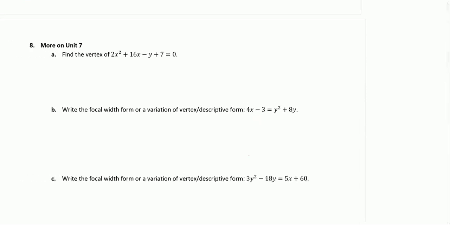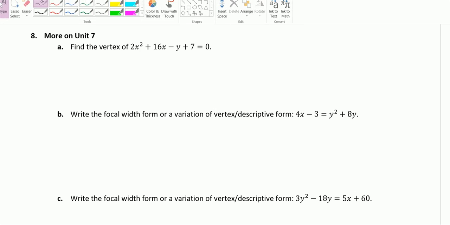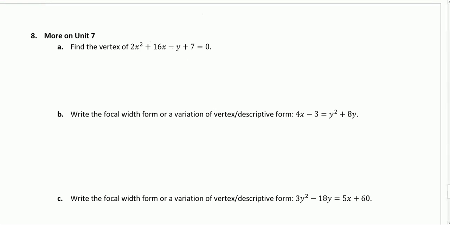So number 8, part A, we're supposed to find the vertex of the given equation. We need to first put it into vertex form. We do that by solving for the variable that's not squared, which is -y. So I'm going to first add y to both sides of the equation. Turn that equation around so y is on the left-hand side.